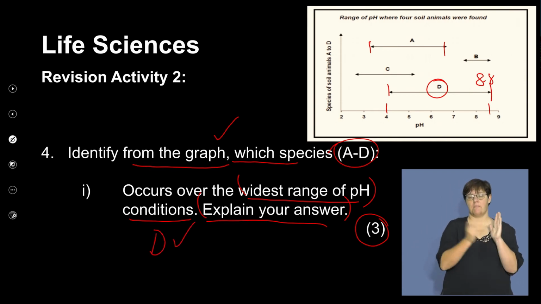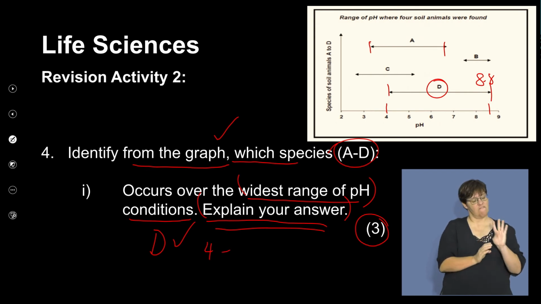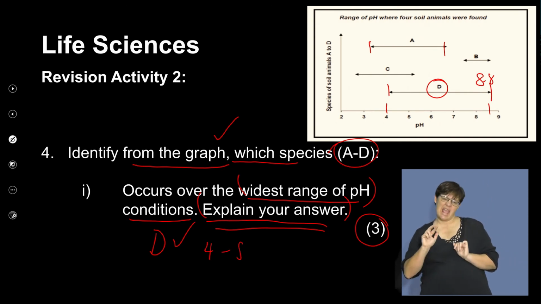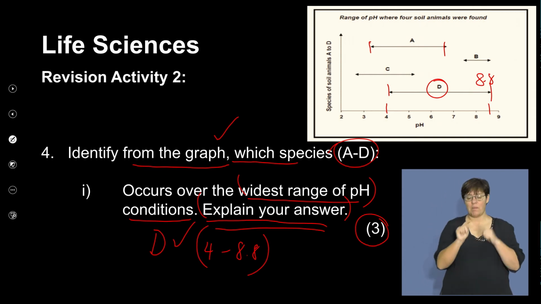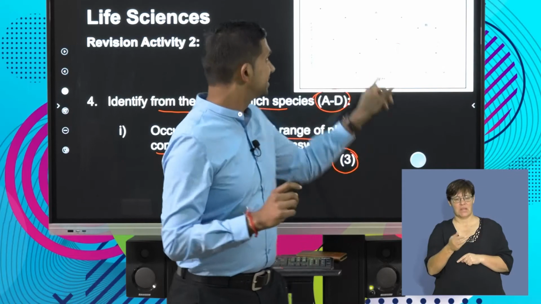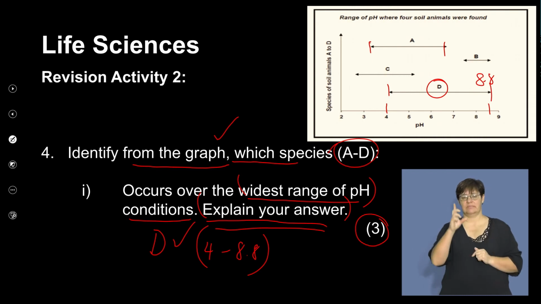That would get you 1 mark. And our explanation to that would be, when we look at species D, we can see that it basically can exist between approximately 4 to about 8.8. And if we compare that to the other species, the others do not exist over such a broad pH range. The others are much smaller, and that can be determined by the length of that line.